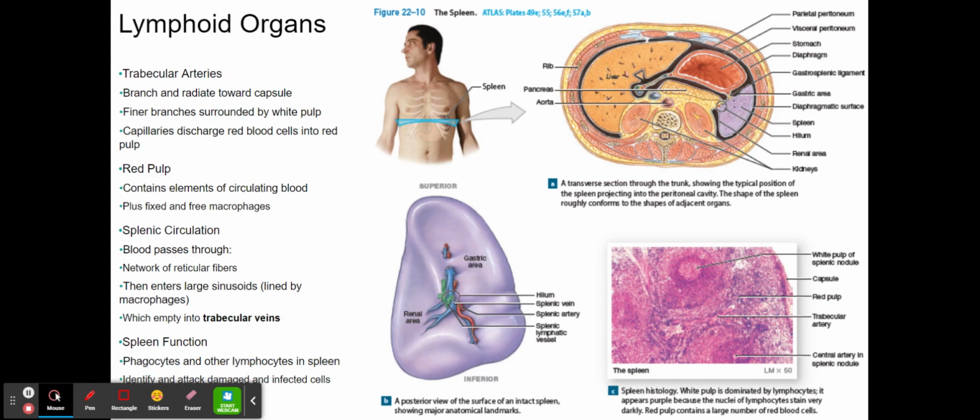This circulatory arrangement gives the phagocytes in the spleen an opportunity to identify and engulf damaged or infected cells in circulating blood. Lymphocytes are scattered throughout the red pulp, and the area surrounding the white pulp has a high concentration of macrophages and dendritic cells. For this reason, any microorganism or other antigen in the blood quickly comes to the attention of lymphocytes.